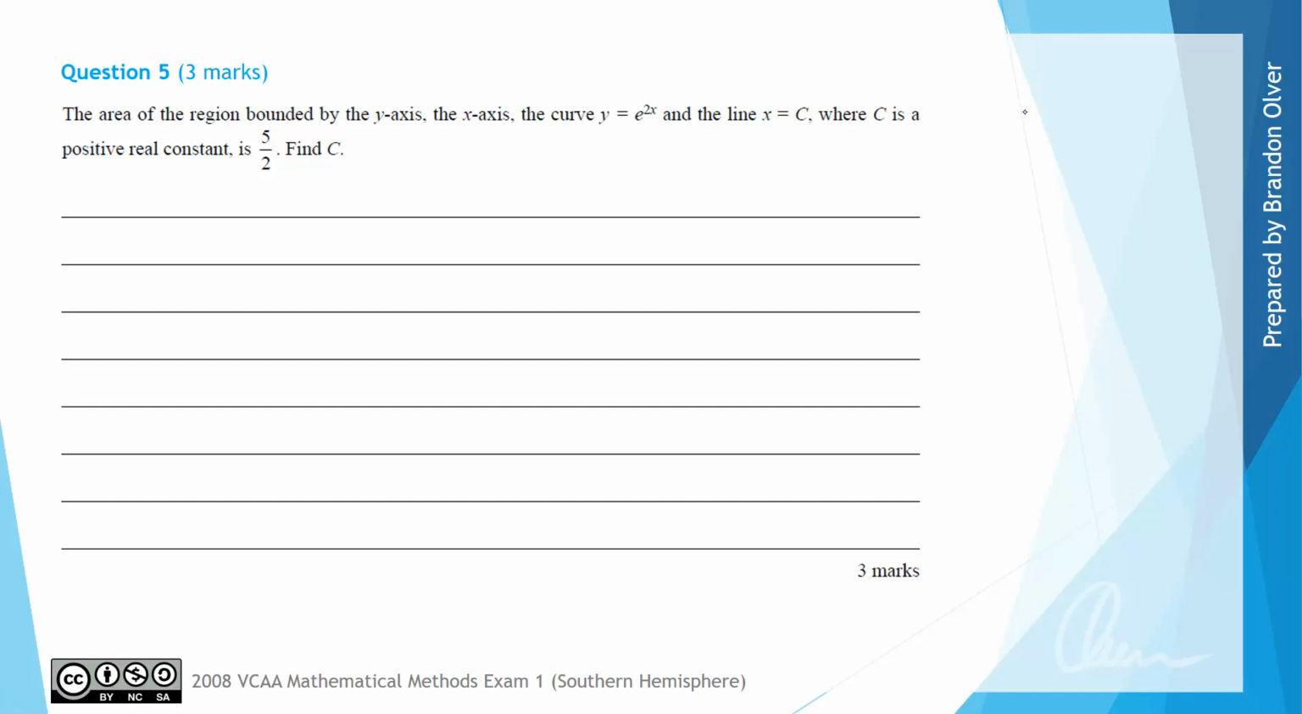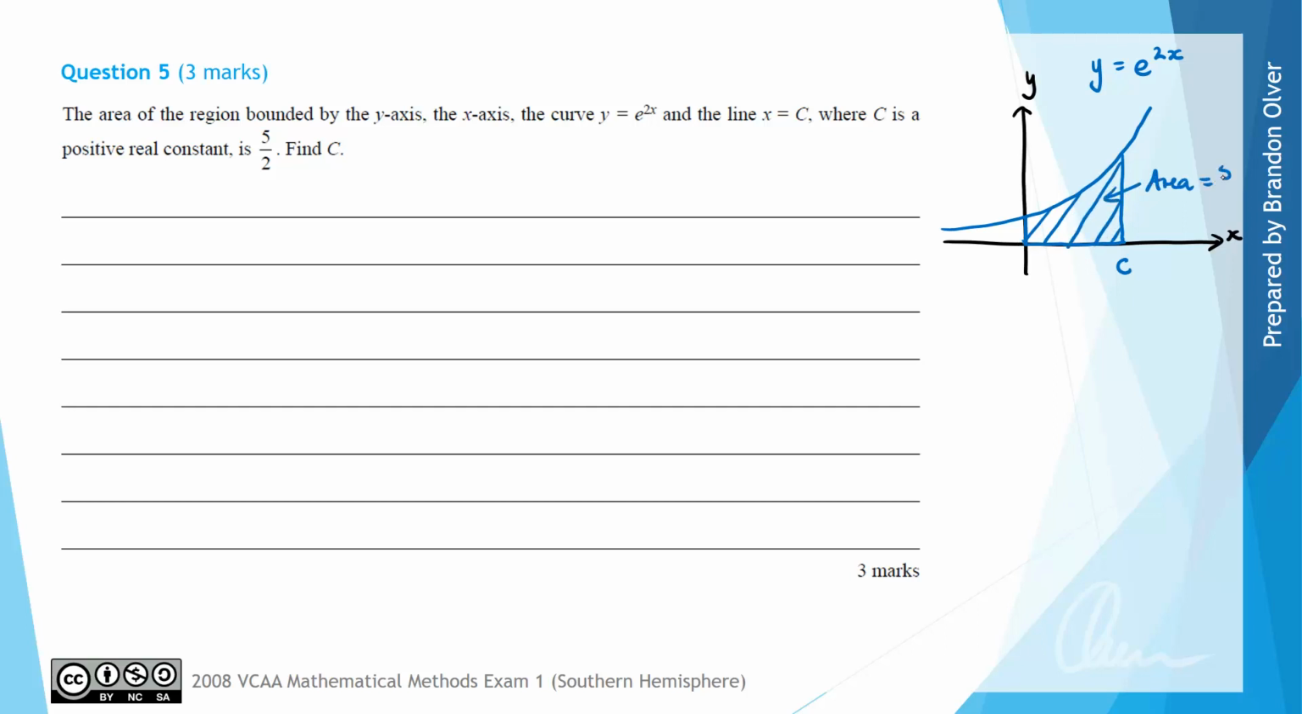So the first thing we'll do is just a little sketch of the graph that this would be describing. So this is the y-axis and the x-axis, and this is the line y equals e to the power of 2x, and then the area is bounded by the y-axis, some line x equals c, and the x-axis, so we're talking about this area in here, and we know that that area is equal to 5 over 2 units squared.